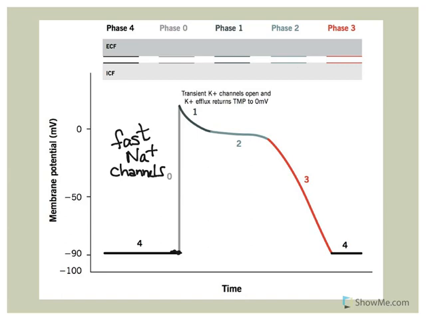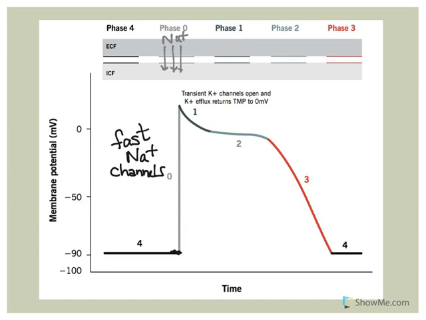If I want to draw a picture up at the top that represents movement of ions from ECF to ICF or vice versa in phase 0, I'll use the gray, since it's kind of gray, and I'm going to go like this. Sodium is going inside the cell because there's a lot more sodium out than in. You open up a voltage-gated sodium channel, and you have a massive influx of sodium inside the cell.